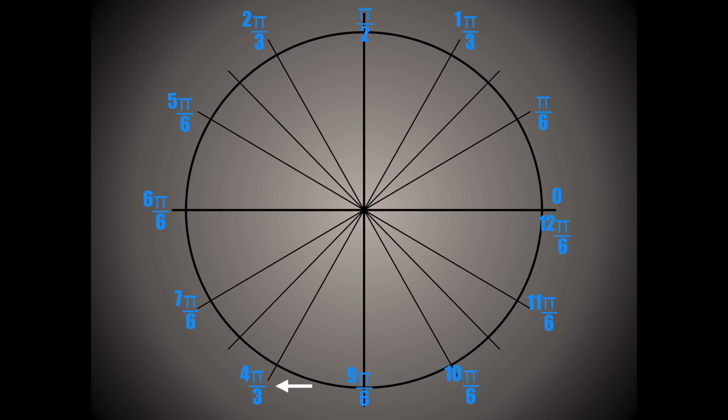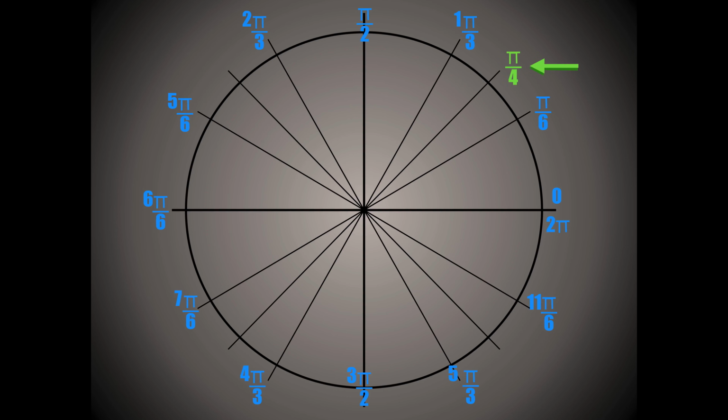And then 8 over 6 pi, 8 pi over 6 simplifies into 4 over 3. 9 over 6 simplifies into 3 over 2. So I go through each one of them. After I've done my whole 1, 2, 3, 4, 5, 6, 7, 8 to 12, I go back over each one of these and I simplify the ones that can be simplified. So it simplifies into 2 pi.